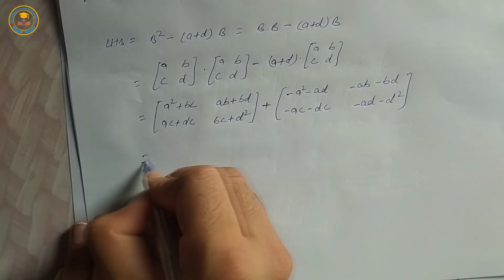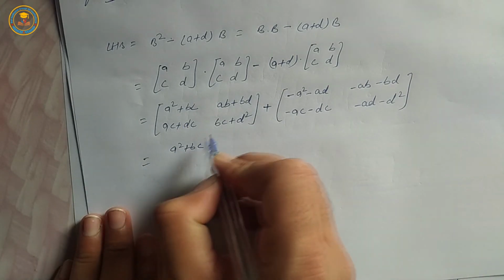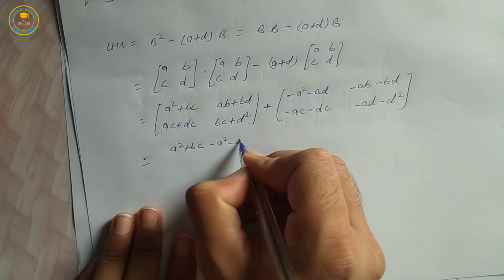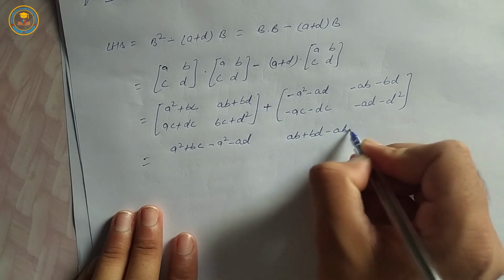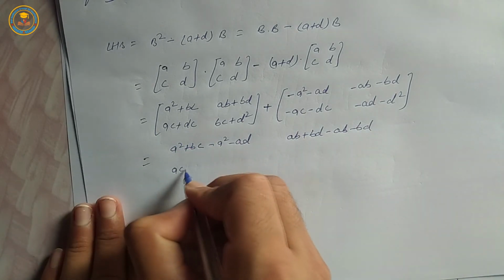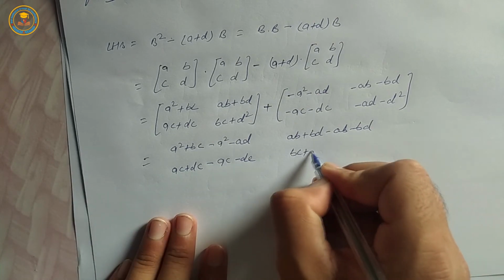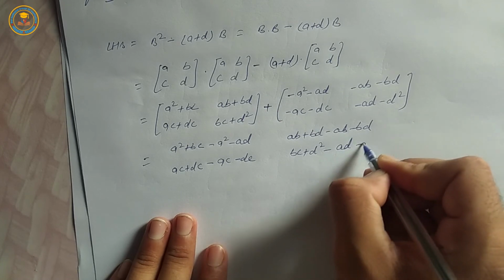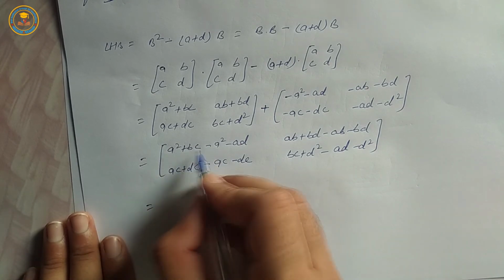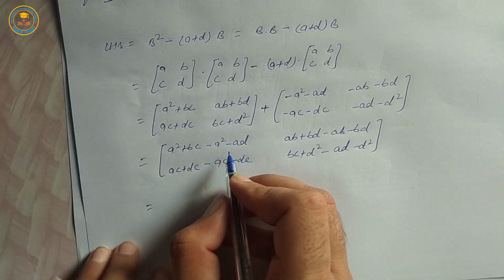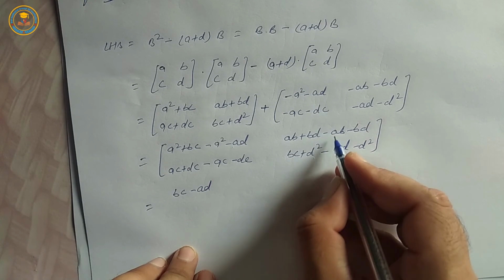Okay, is equal to matrix A plus matrix B. A square plus BC minus A square minus AD. AB plus BD minus AB minus BD. AC plus DC minus AC minus DC. BC plus D square minus AD minus D square. Is equal to A square cancel out. It means BC minus AD. BC minus AD. Okay, 0.